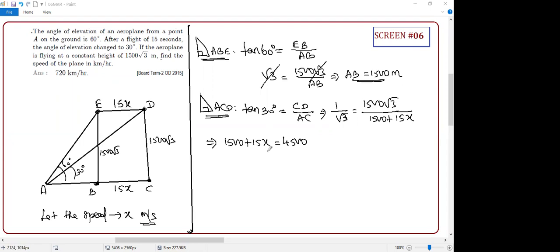Okay, guys. Now tell me, 15x equal to what? If you move that side, what is the answer you'll get? 4,500 minus 1,500 is 3,000. Anyone tell me what is x directly? 200. X equal to 200. Any doubt? Please ask me.